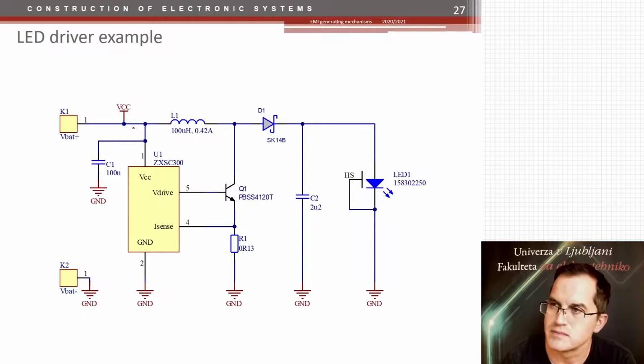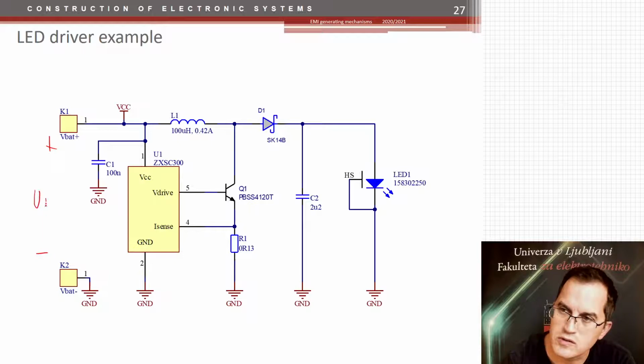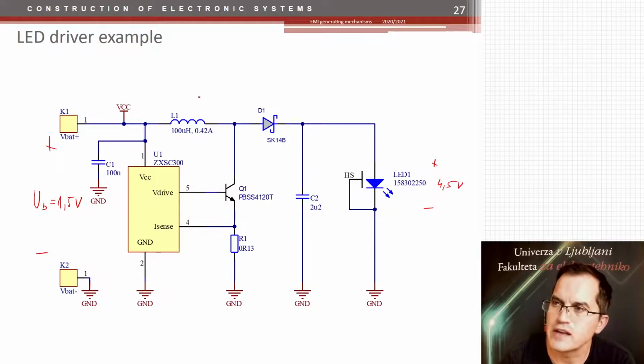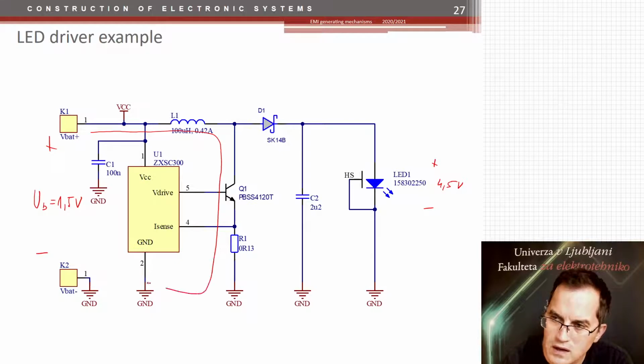If this is the input, here I have the battery voltage. A single battery of, let's say, 1.5 volts. Here I have an LED which requires at least 4.5 volts. So I have to boost the voltage. And for that I have this coil here. And how it works: when the switch is turned on, the current flows from here through the transistor and back.